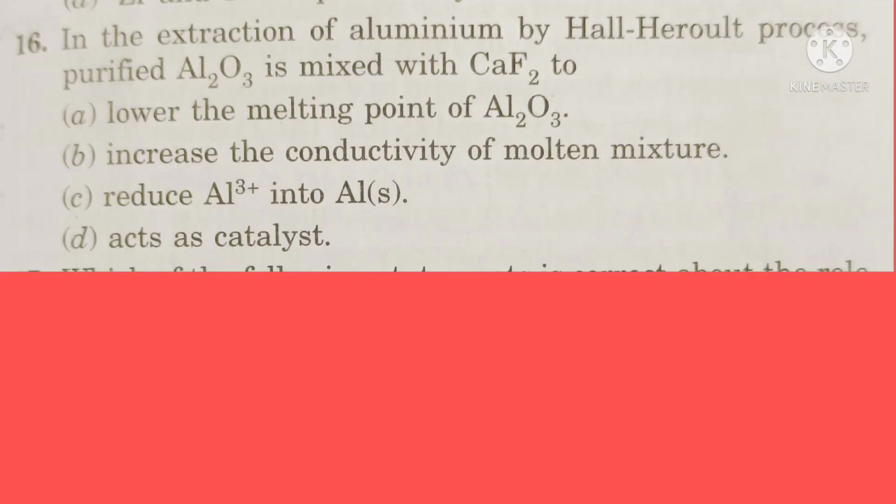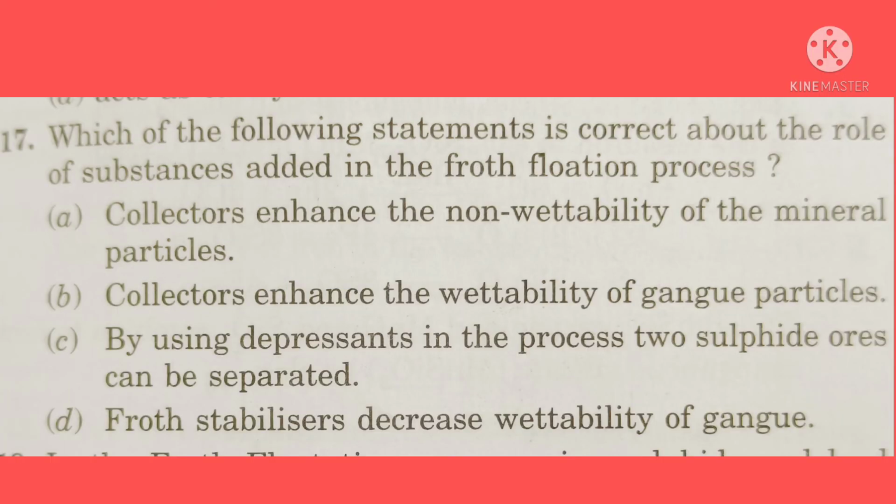In the extraction of aluminium by Hall-Heroult process, purified alumina is mixed with calcium fluoride CaF2 to lower the melting point of alumina and increase the conductivity of molten mixture. Option A and B are correct. Which of the following statement is correct about the role of substances added in the froth flotation process? So collectors enhance the non-wettability of mineral particles, and by using depressants in the process, the two sulfide ores can be separated. A and C are the correct answer.